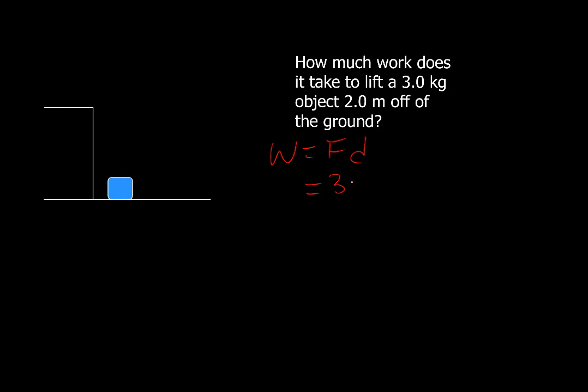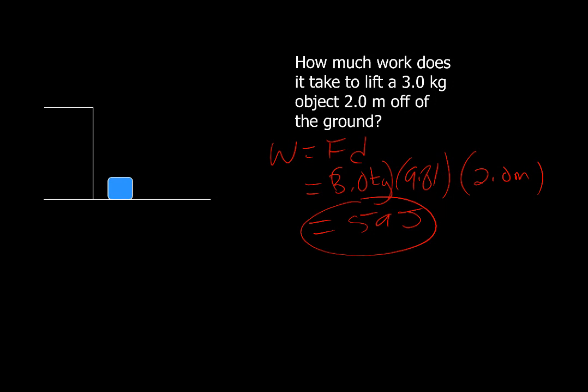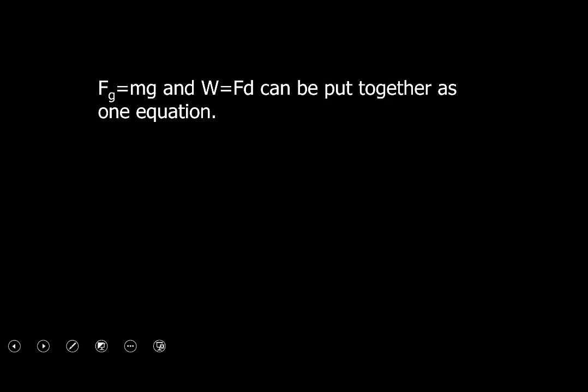So it's 3 kilograms times 9.81, and then times the distance, which in this case is 2 meters. That's essentially calculating the gravitational potential right there. 3 times 9.81 times 2, and it gives me, rounding that, 59 joules. That's a way that you can do that.